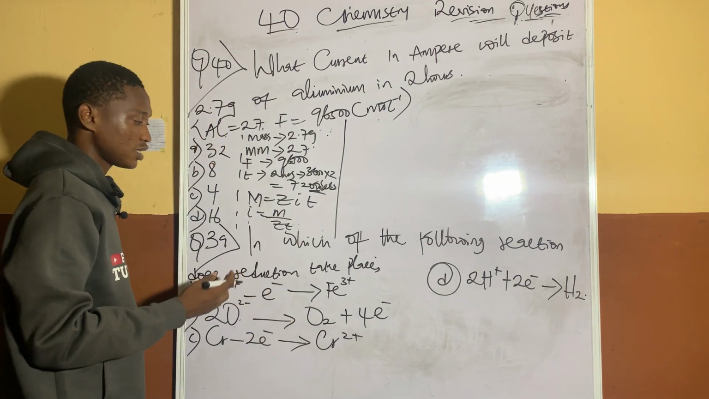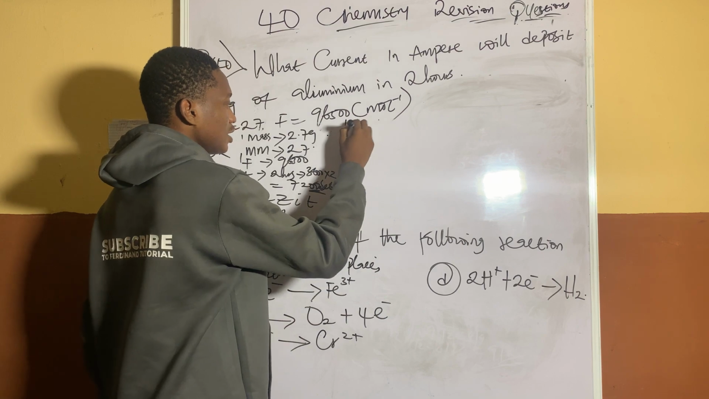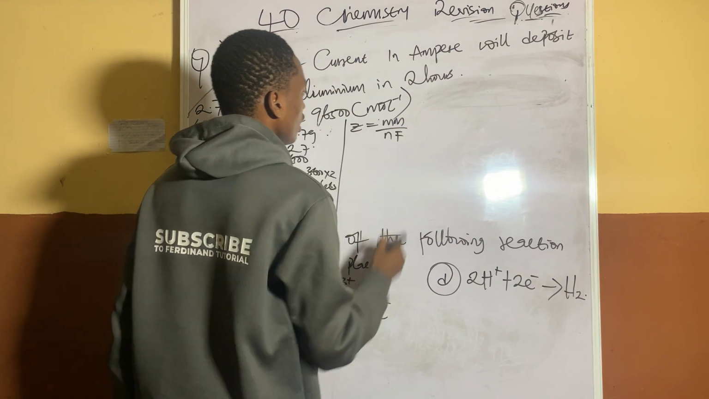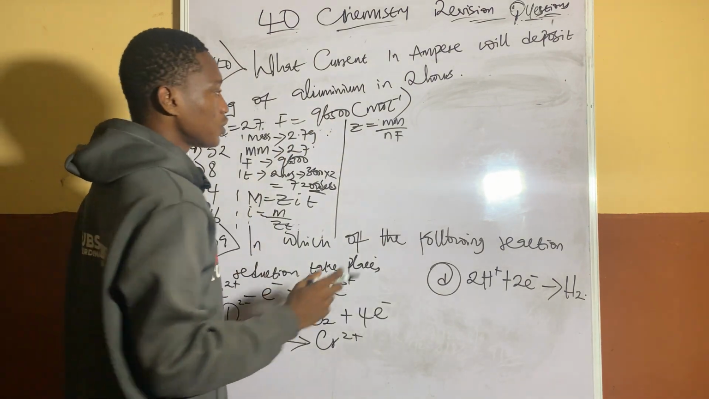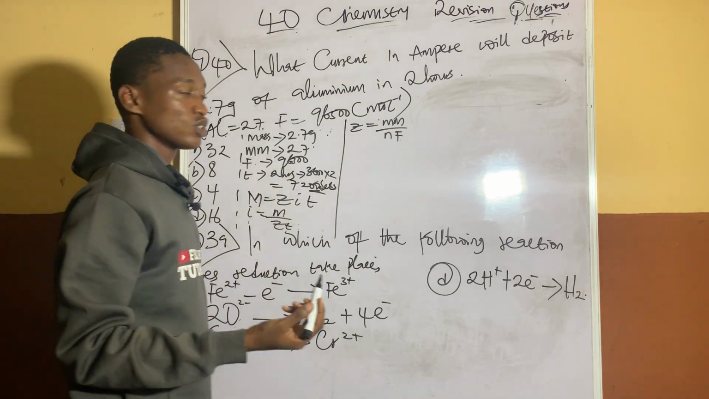In this scenario, we don't know Z. They didn't give us Z. Z will be equal to molar mass all over NF. That's how to solve for Z. If we solve Z, we input it here and solve for our current. Molar mass is given, F is given, but they didn't give us N. So how do we find N?